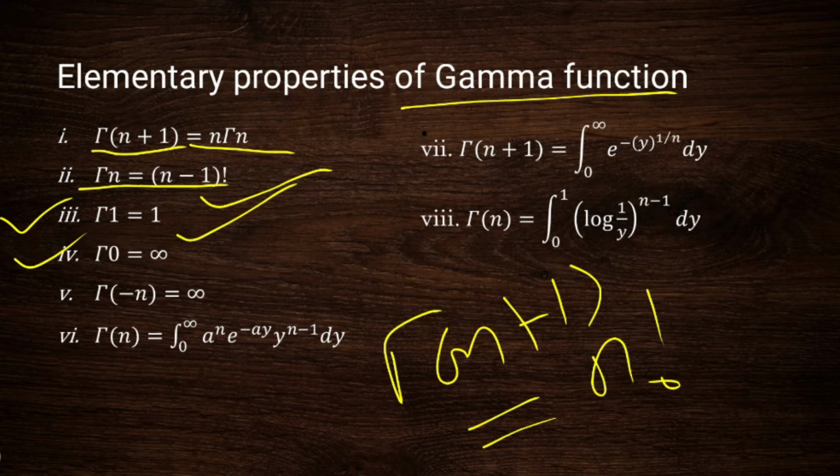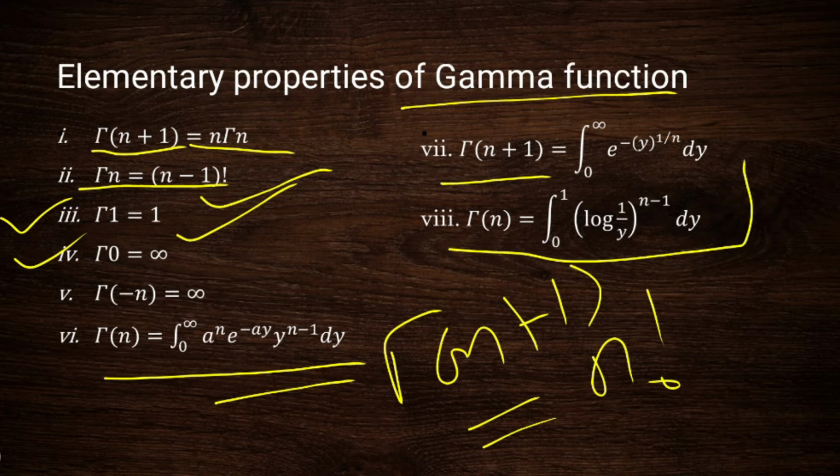Gamma n equals the integral from 0 to infinity of a to the power n, e to the power minus ay, y to the power n minus 1 dy. In another form, gamma n plus 1 can be written as the integral from 0 to infinity of e to the power minus y to the power 1 upon n dy. And gamma n can also be written as the integral from 0 to 1 of log 1 upon y to the power n minus 1 dy. Please take care of these limits. In this case, we have limits from 0 to 1.